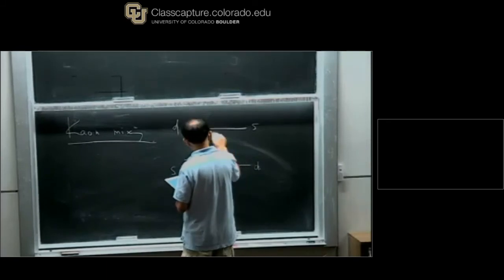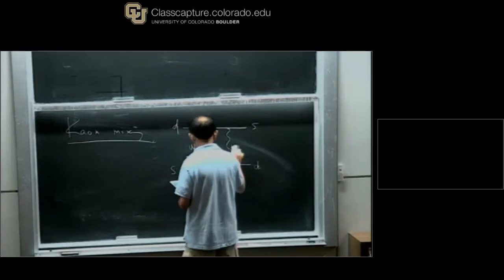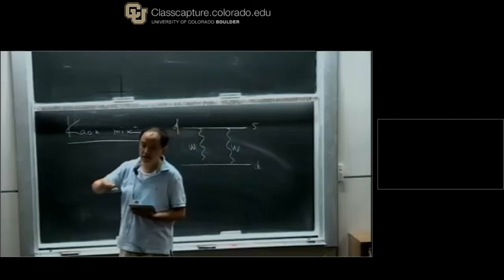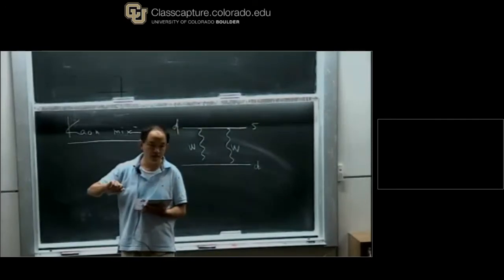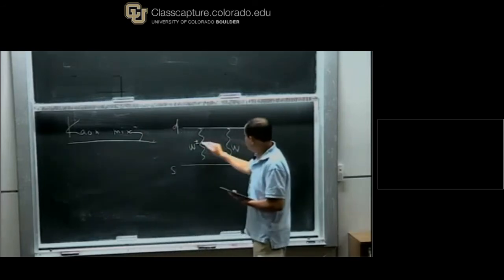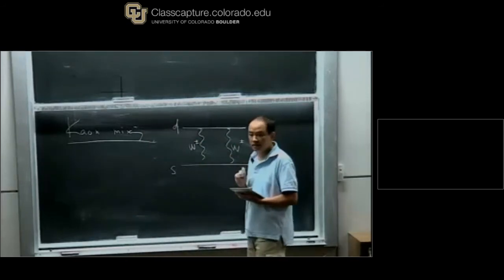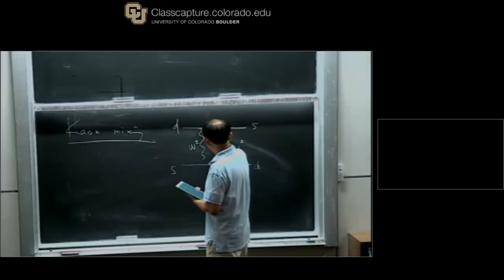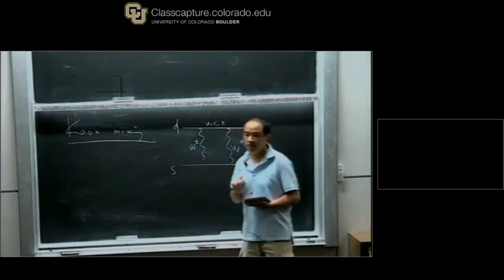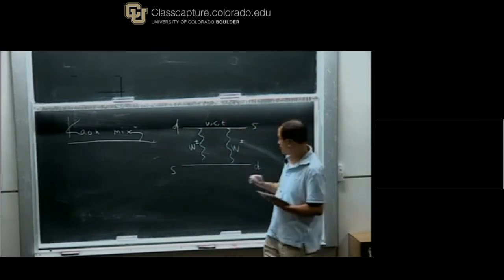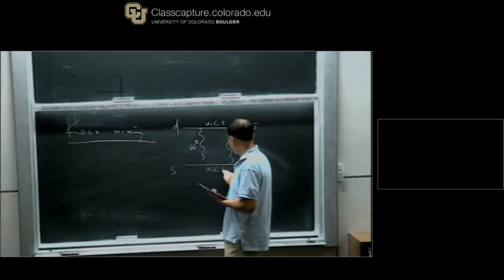So then a diagram that contributes to kaon mixing goes like this. We know that it cannot come from a Z and a photon exchange, because they preserve flavor. It has to come from the W boson exchange, at one loop. So these internal quarks are U, C, and T, all possible standard model up-type quarks.